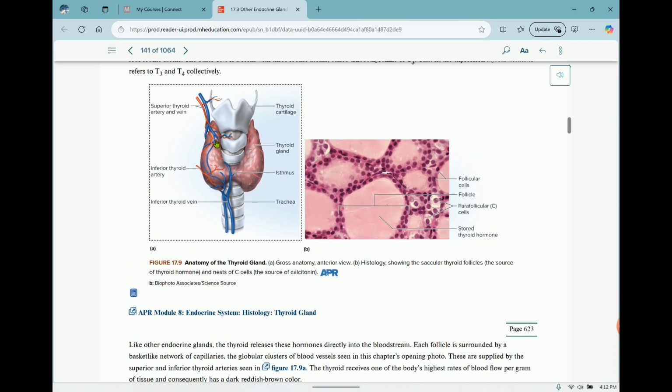Okay, here's the thyroid. It is located in the throat area. So this is the so-called Adam's apple. Males and females have this. Its official name is the thyroid cartilage. And then just below that, you've got the bilobed thyroid gland. Okay, the part that connects the right and left lobe is the isthmus.